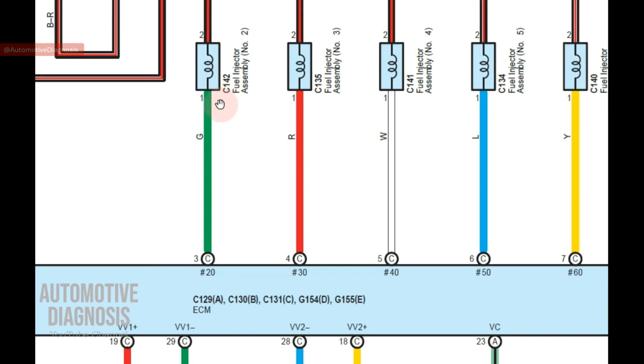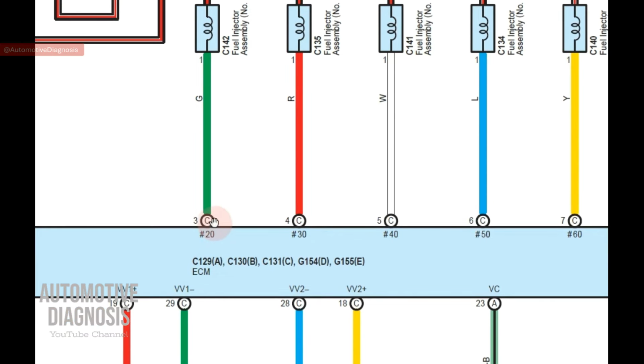For example, if you are thinking that this injector is not working because of having some problem on this wire between the ECM and the injector, you need to find the other end of this wiring and check the wire itself. But how can you do it? So this wire is connected to the injector on pin number 1, but the other end is connected to the ECM on this connector, which is referred as C. Again, like the previous one, C is for C131. So we have different connectors on ECM.